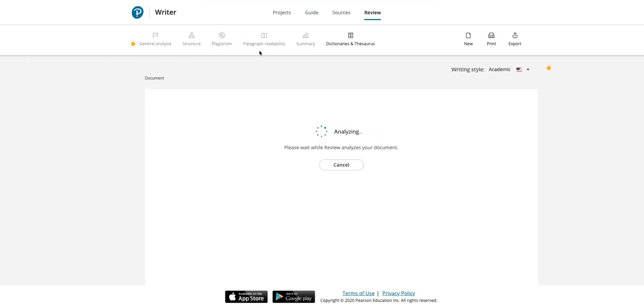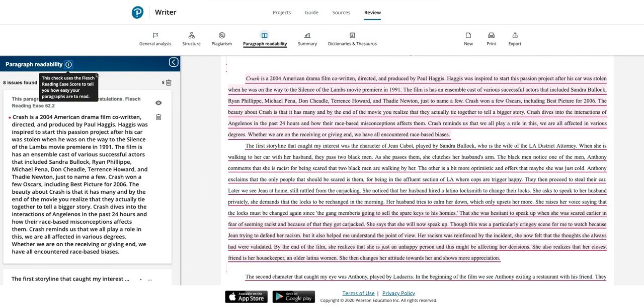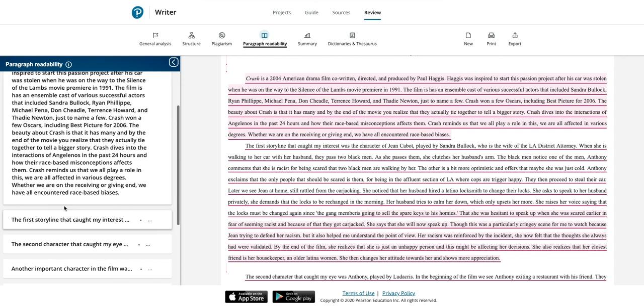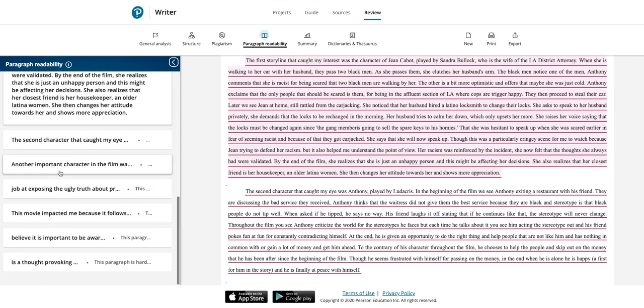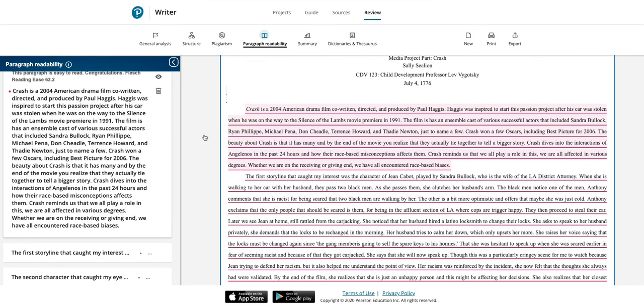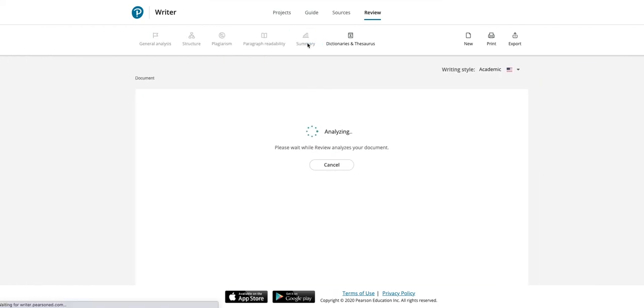All right, next is paragraph readability. 8 issues found. It says this paragraph is easy to read. Congratulations. So it's using something called the Flesch Reading Ease Index or score. And so that's really good. Easy to read. Congratulations. 74. Okay, let's see. So this just gives you an idea. If that number were different and said this is difficult to read, you might want to think about how you can reword that.